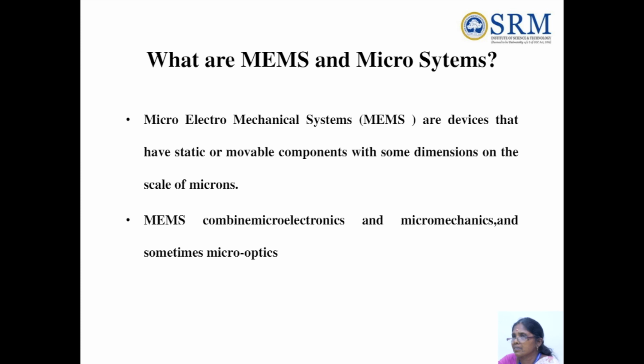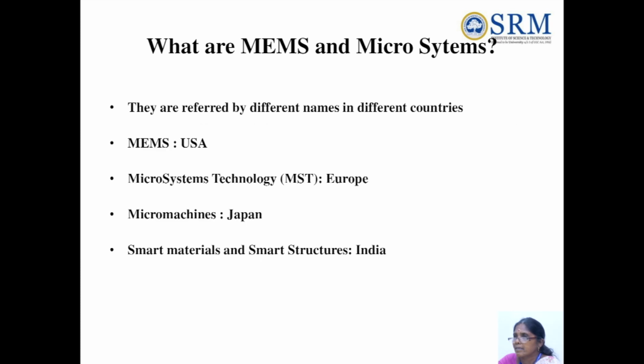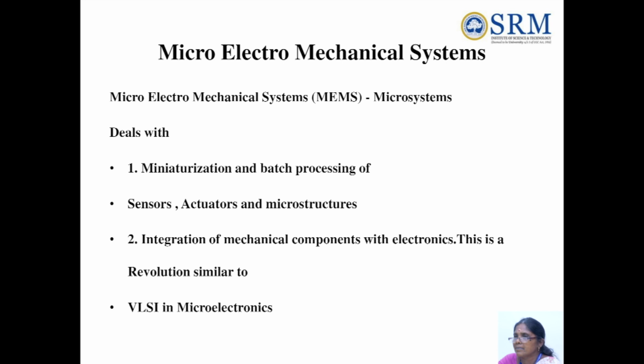What are MEMS and microsystems? Micro electromechanical systems are devices that have static and movable components with some dimension on the scale of microns. MEMS combine microelectronics and micromechanics and sometimes microoptics. They are referred to by different names in different countries. In the USA, we call it MEMS, microsystem technology in Europe, micromachines in Japan, and smart materials and smart structures in India. MEMS deals with miniaturization and batch processing of sensors, actuators and microstructures.